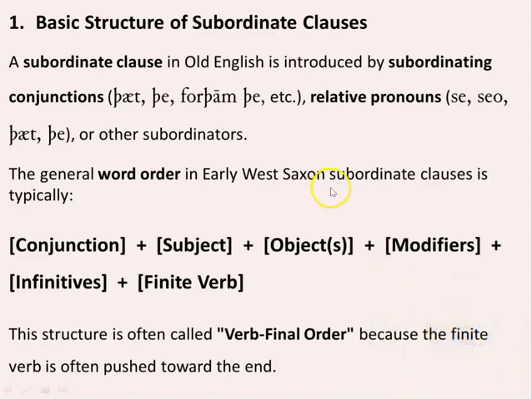A subordinate clause in Old English is introduced by subordinating conjunctions such as that, there, for, thumb, etc., relative pronouns such as se, seo, that, there, or other subordinators. And the general word order in early West Saxon subordinate clauses, and just notice I'm talking about early West Saxon, not late, is typically: conjunction, subject, object or objects, plus modifiers, plus infinitives, plus the finite verb.